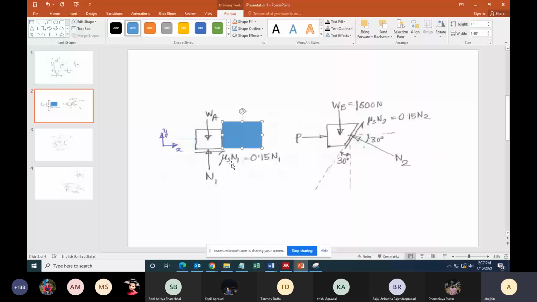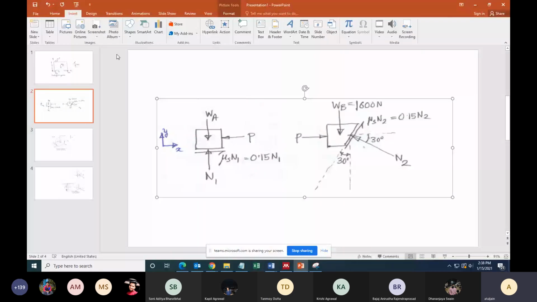If I apply a force as it is in the direction of this blue arrow, then mu s N1 is correct only if N1 is negative. If N1 is negative, WA will also come out to be negative because N1 and WA are balancing each other out. That is only what my problem was. But this is a simple error. You should not make errors like this.